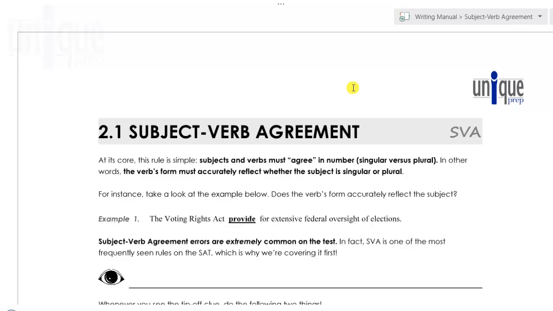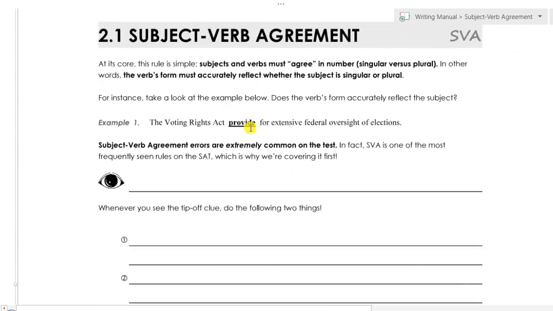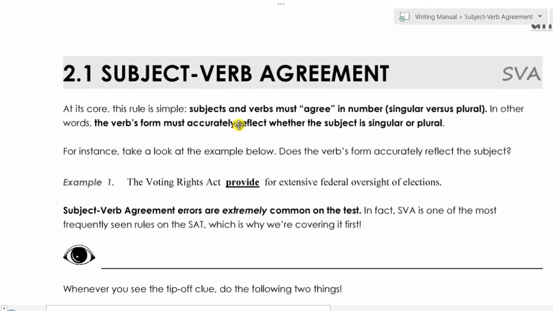Subject-verb agreement, our first writing grammar rule. This is page 13 of the writing manual. Subject-verb agreement is by far one of our most important writing grammar rules because it is one of the most common rules that shows up on the test. So first of all, what is subject-verb agreement?